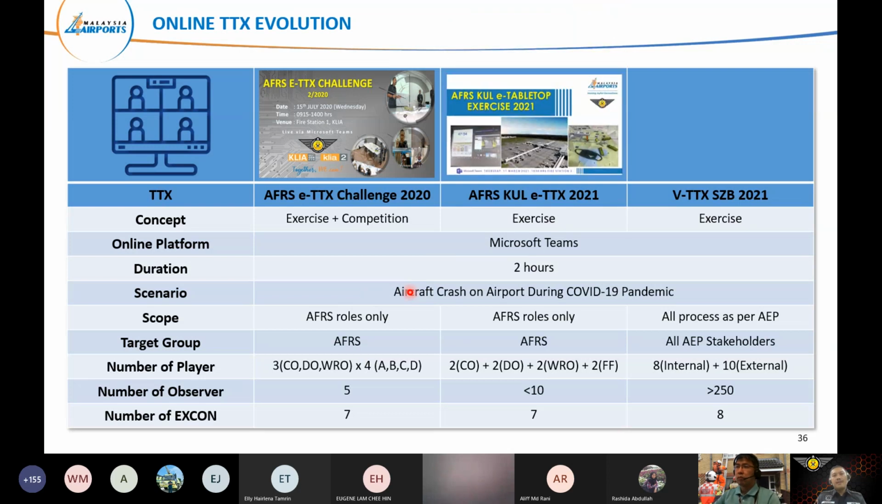So early this year, the first half of 2021, we conducted a tabletop exercise still, but it's not a competition. We do it as an exercise. We involve all parties, all of the staff: incident commander, commanding officer, duty officer, watchroom officer, and even firefighters.